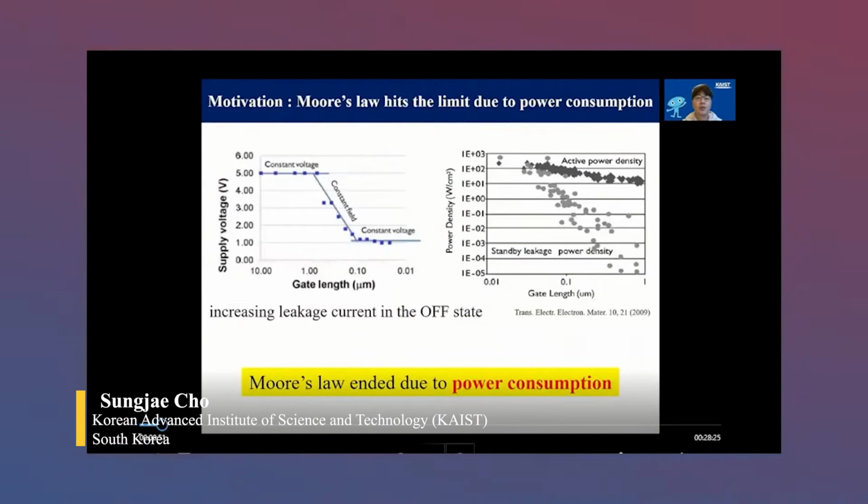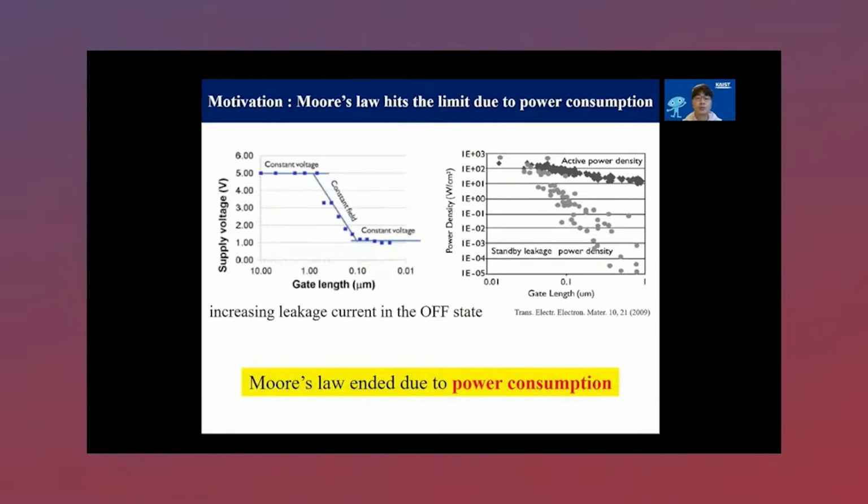However, as the gate length decreases down to quantum limit, Moore's law ended due to the high power consumption.